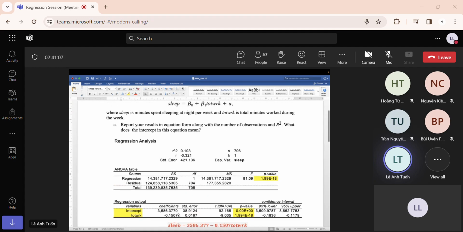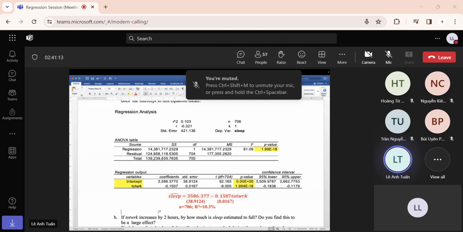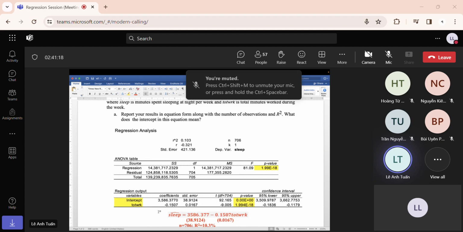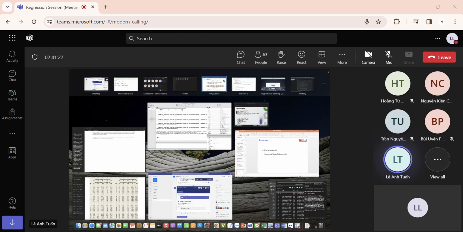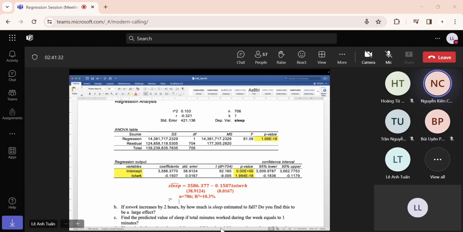And they ask us what the intercept in this equation means. So what is the intercept? What is the meaning of the constant here? Hold on, let me find it again. The meaning of the constant.